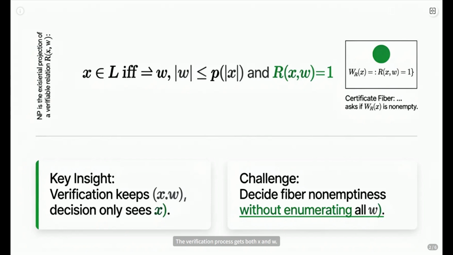The verification process gets both X and W. But the decision problem only gets X. It has to figure out if that certificate fiber W sub R of X is empty or not based on X alone. The big question is, can we do this efficiently without checking every possible W? That's where the real fun begins.